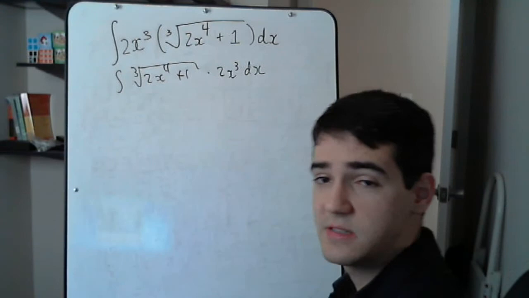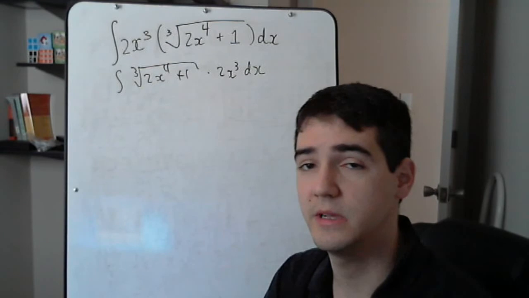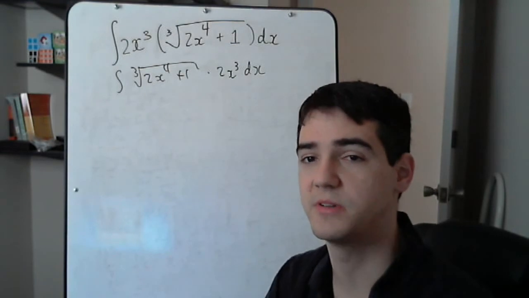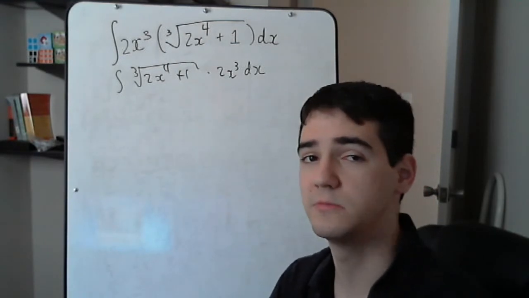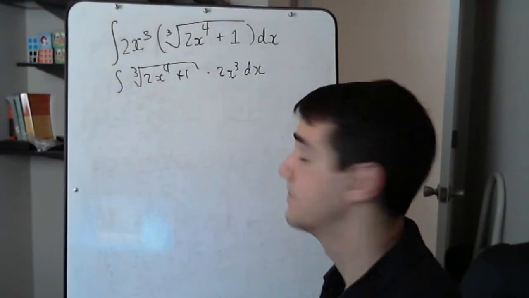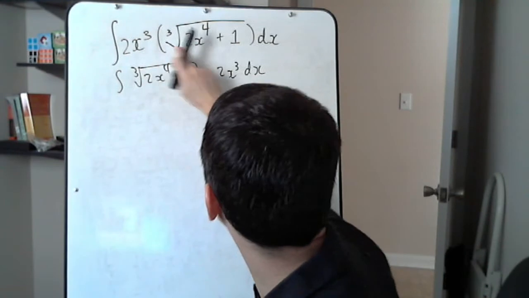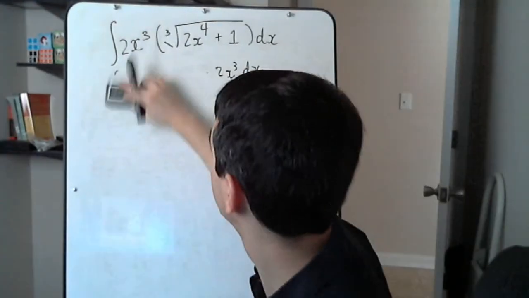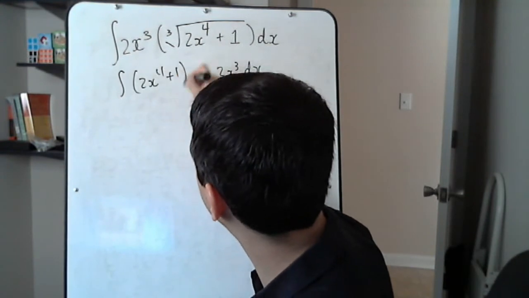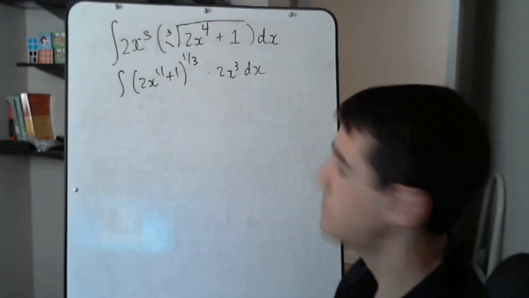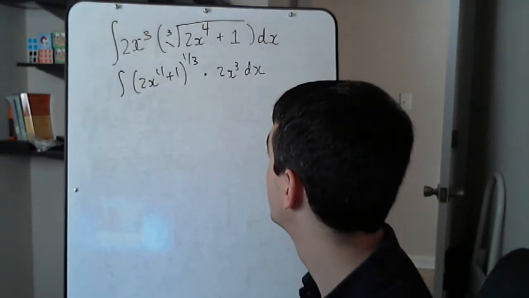Now, let's remember the end of my first part. I made a connection between radicals and exponents. Remember being able to convert between radicals and exponents. If you don't remember that, go to my last video on this topic. So I'm going to rewrite this as 2x to the fourth plus 1 raised to the 1/3 times 2x cubed.